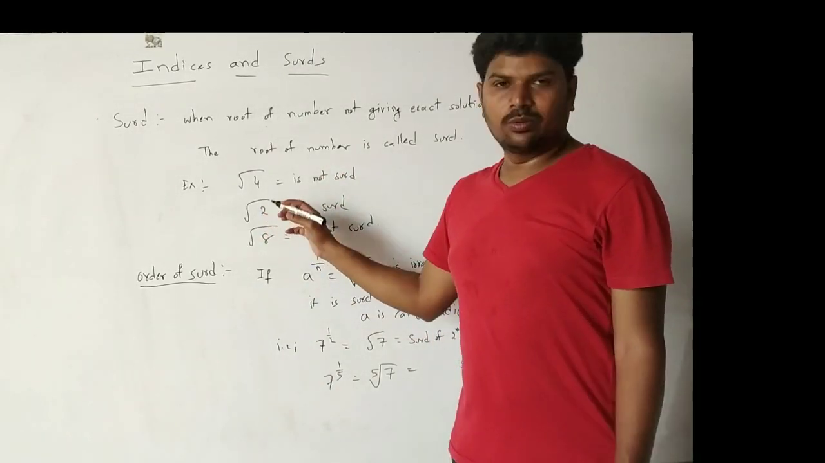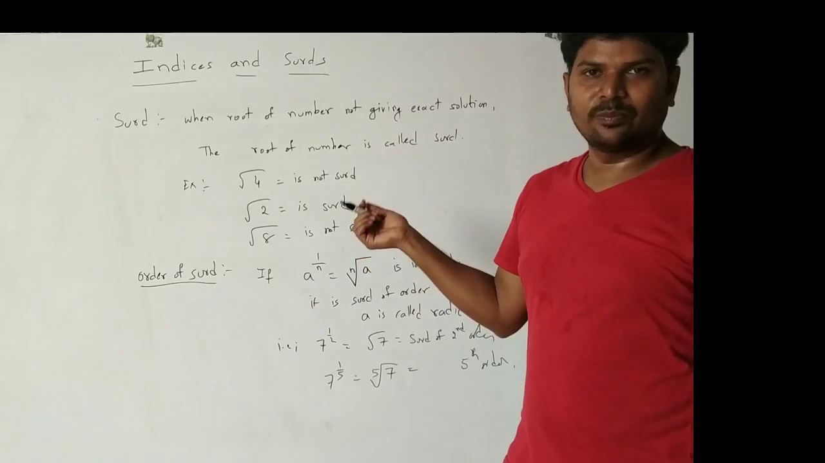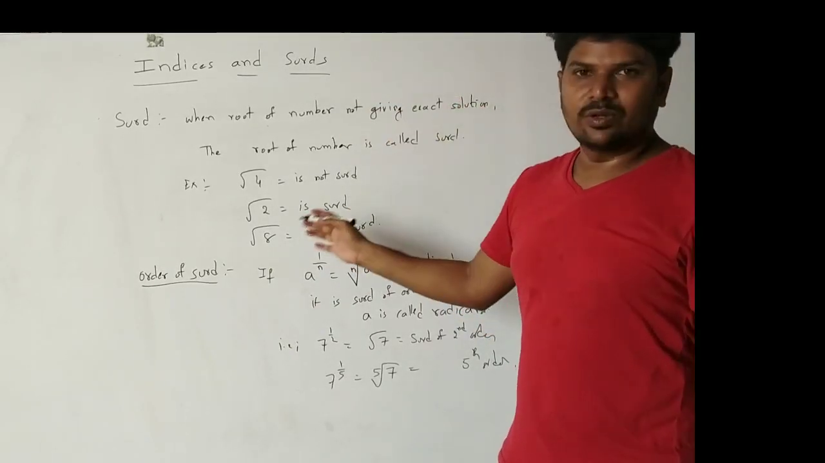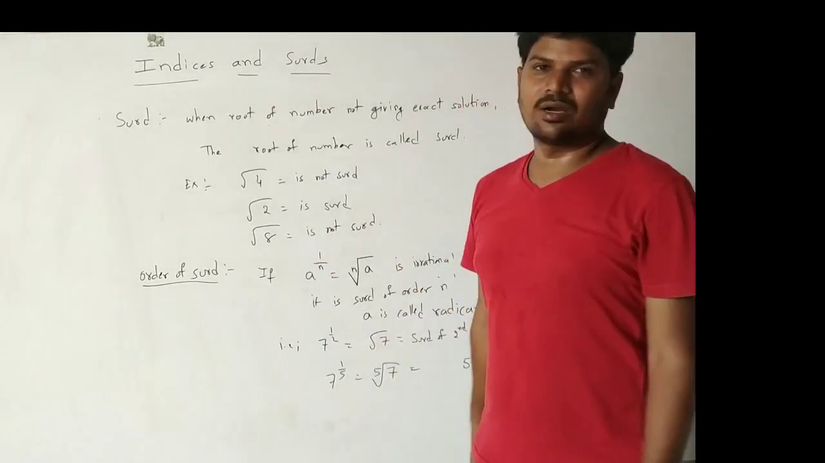Root 2, if you approximate it properly, becomes 1.414 and so on, which is not giving an exact solution. So it is a SURD. And root 8 is also a SURD.